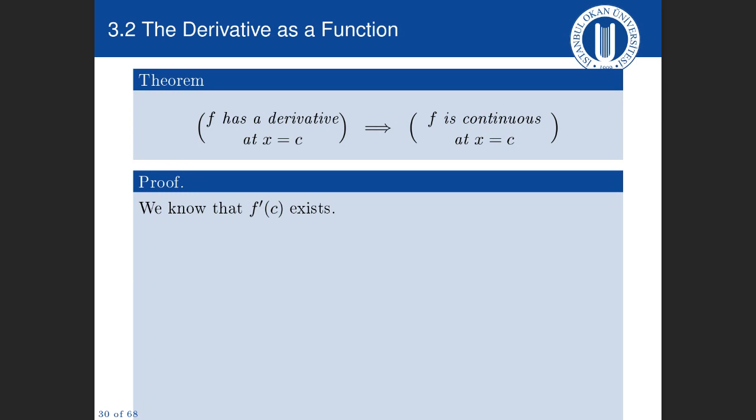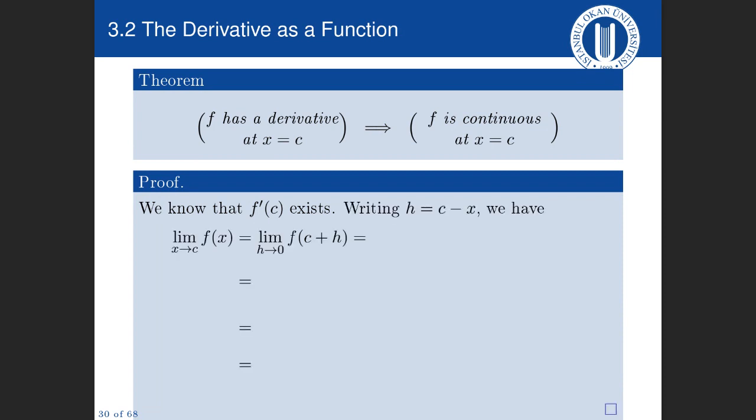I want to prove this theorem because this is an important theorem. We're going to suppose that f has a derivative at x equal to c. So that means we're starting by saying we know that f prime at c exists. And we're going to use this to prove that f is continuous at x equal to c.